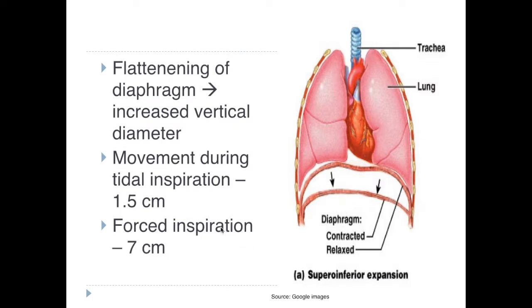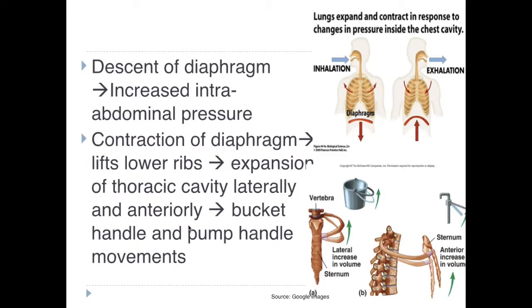Number one, the dome of the diaphragm gets flattened and the level of the diaphragm is lowered, and therefore the vertical diameter, this diameter. This is the relaxed state of the diaphragm, this is contracted. So the vertical diameter of the thoracic cavity increases. During quiet breathing, diaphragmatic movement is only 1.5 cm, and during forceful respiration it is as much as 7 to 10 cm. The second effect of descent of the diaphragm. First, flattening increases the vertical diameter.